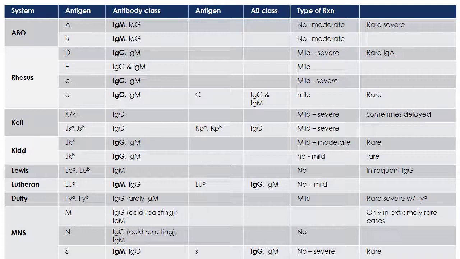So IgM antibodies are not going to cross the placenta. They're not going to be a problem. So that's why we can say no. We don't see HDFN in those cases. And the reactions, by the way, in this, the type of reaction that you're talking about really is HDFN. But there is this, of course, list, the exceptions to the rule.